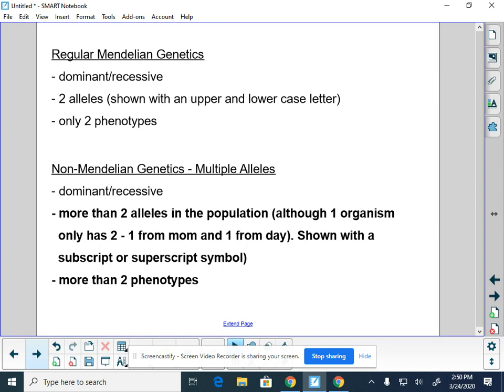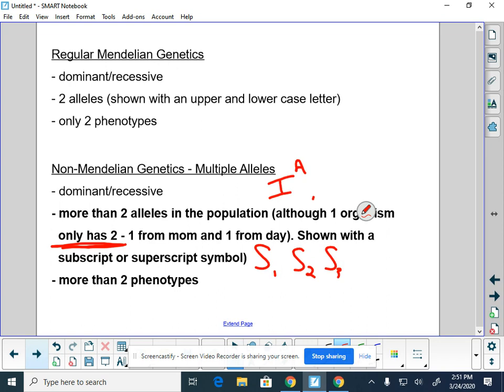Non-Mendelian genetics, we have more than 2 alleles, although one organism only has 2. Any individual can only have 2 alleles. You get 1 allele from mom and 1 allele from dad. When we show multiple allele symbols, we often do something like this. So an S1, an S2, and S3. That would be an example of 3 different alleles. For blood types, which is your booklet page 5, it's always shown as an I superscript A for allele for blood type A, an I superscript B for blood type B, and a lowercase i for blood type O. Because multiple alleles with blood type also is codominance. We'll see that in a second. And you get more than 2 phenotypes.